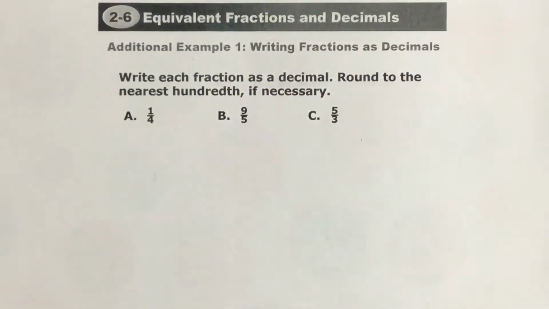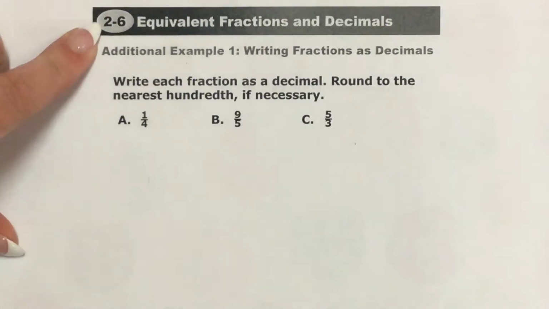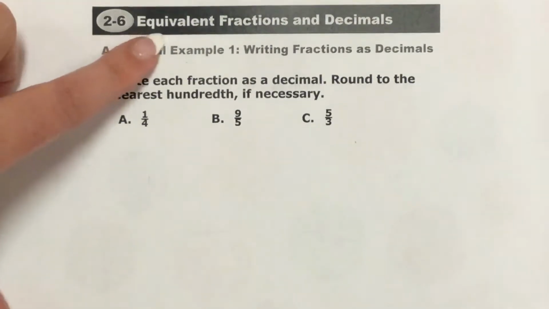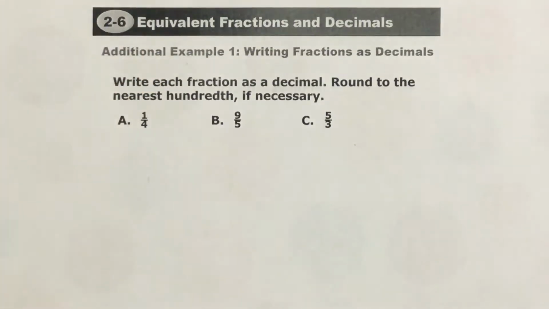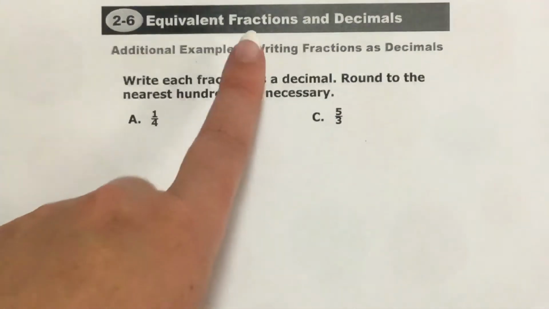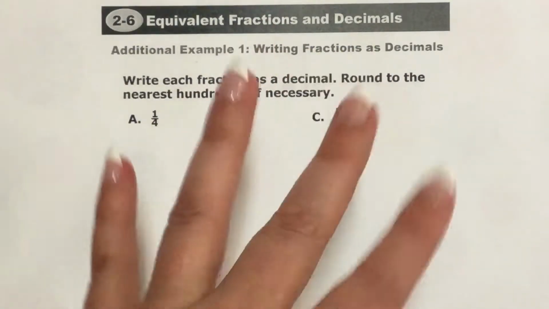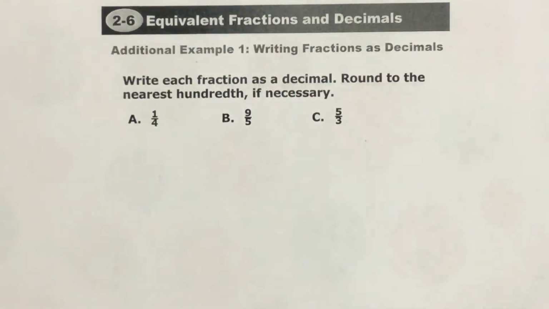Hello, hello, hello. We are back with Chapter 2, Lesson 6, and we are talking about equivalent fractions and decimals. Now, the word equivalent means the same. So today we're learning about fractions that are the same as decimals, that can be written as the same thing. They're the same thing, just written in two different ways.